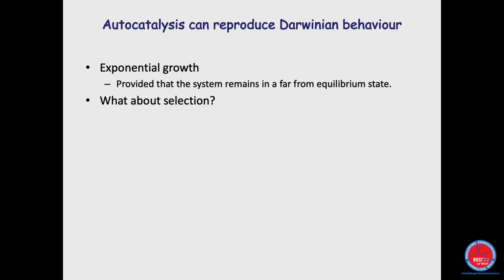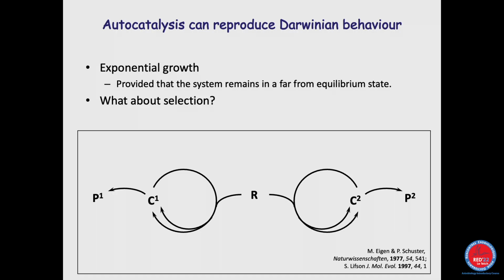So another point is that autocatalysis can reproduce Darwinian behavior. They can reproduce exponential growth, of course, provided that the system remains far from the equilibrium state. They can also reproduce selection, and this was shown a long time ago by, I think, Shinor Lifson, for example, who showed that if you take two autocatalytic loops that compete for a single reactant, and you provide this reactant in a limited amount by adding the compound at a constant rate, then you can get the kinetic equation of the system.